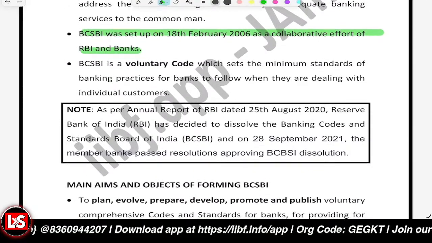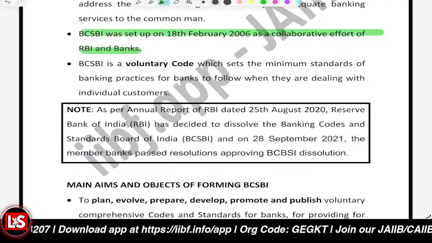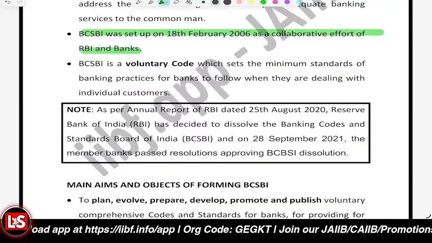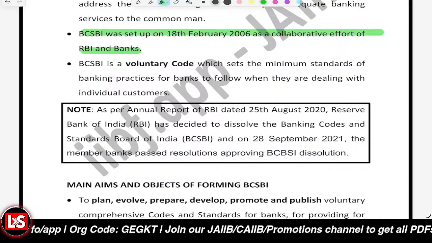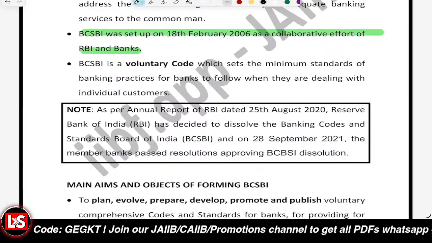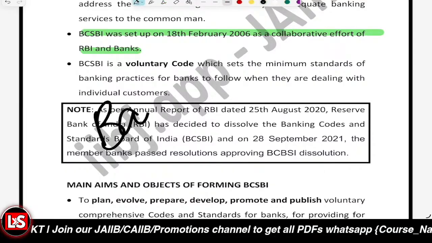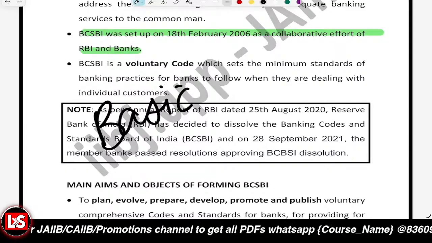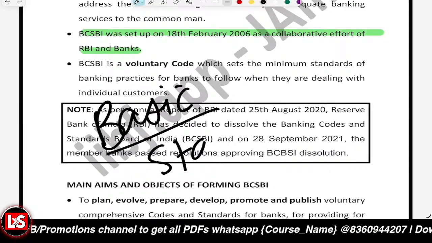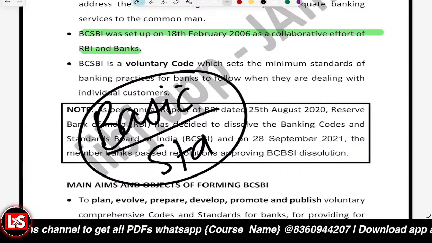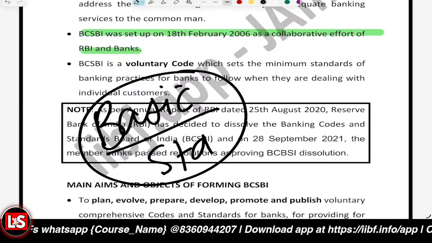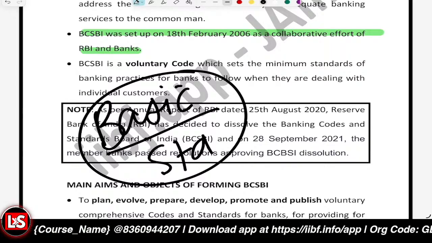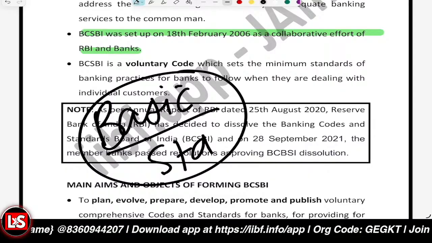It's a voluntary organization. If we look at the BCSBI, it's a voluntary organization, and the objective is to prescribe the minimum banking standards, the basic standards that must be followed when the banks are providing services. So in a way these became a benchmark, like at least these bare minimum customer services are to be given, right?